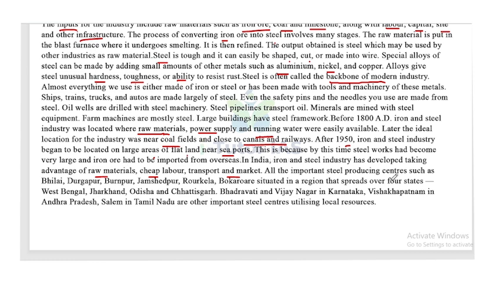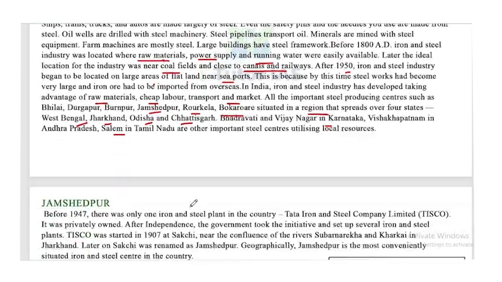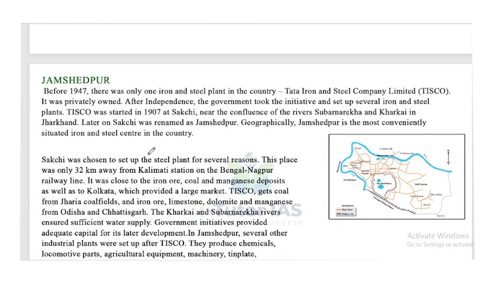All the important steel product centers such as Bhilai, Durgapur, Burnpur, Jamshedpur, Rourkela, Bokaro are situated in the regions that spread over 4 states, that is West Bengal, Jharkhand, Odisha and Chhattisgarh. Bhadravati and Vijayanagar in Karnataka, Visakhapatnam in Andhra Pradesh, and Salem in Tamil Nadu are the other important steel centers using these local resources. Okay, so these are other examples. Now, Jamshedpur.